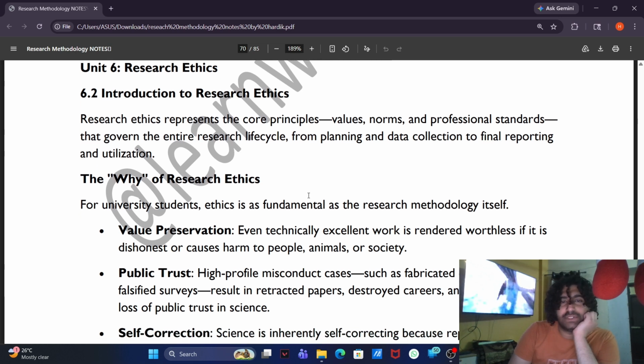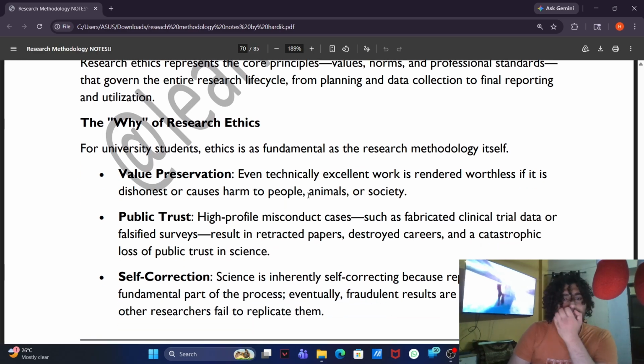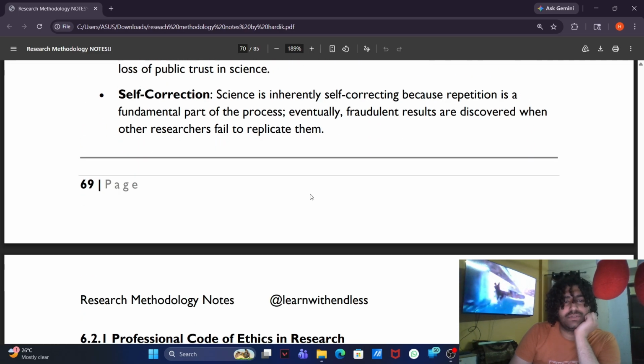Research ethics represents the core principles, values, norms, and professional standards that govern the entire research lifecycle, from planning and data collection to final reporting and utilization. The why of research ethics. For universities, ethics is as fundamental as research methodology itself. It's for value preservation, public trust, and self-correction. We have already discussed these points.